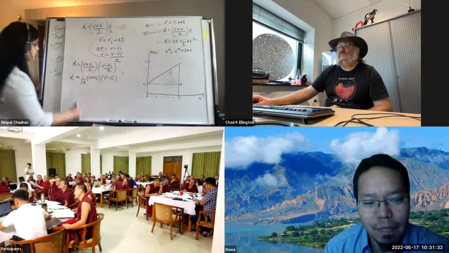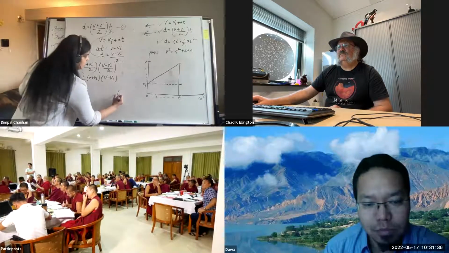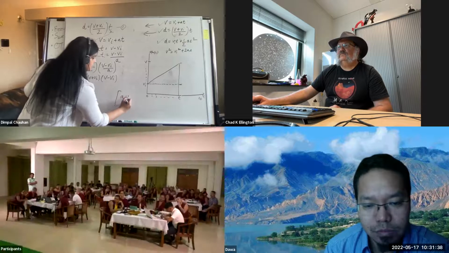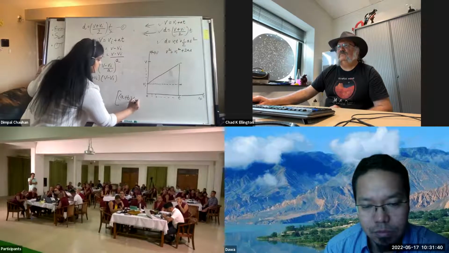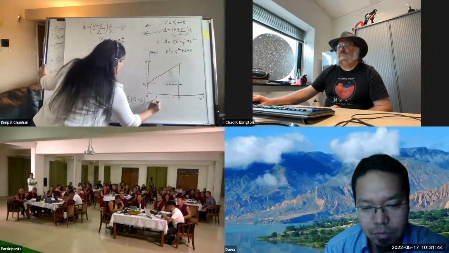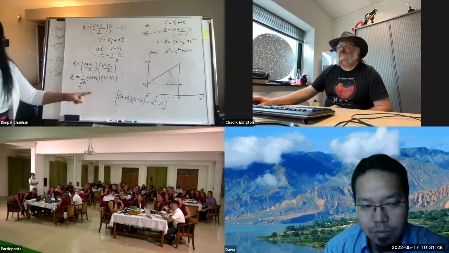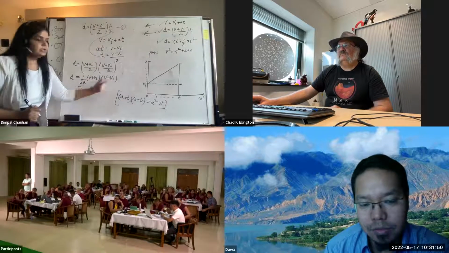Yes. Perfect. So there is a formula: a plus b multiplied by a minus b equals a square minus b square. This is the formula. We are going to use the same here.